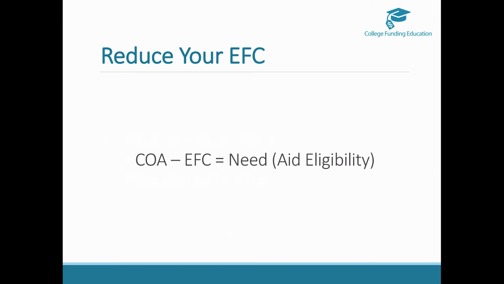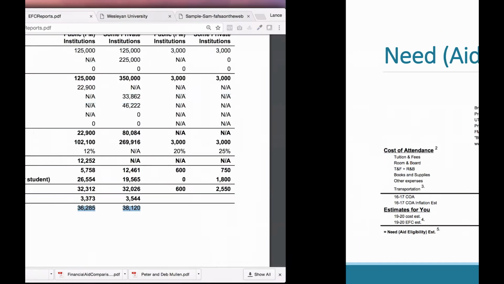Okay, so if we lower our EFC, then that means that we have a larger need or financial aid eligibility from a need standpoint. Now, for those of you who have a really high EFC and you can't lower your EFC, that doesn't mean that you still don't qualify for financial aid. It's just not going to be the need-based financial aid. It'll be merit-based financial aid that we'll talk about in just a little bit. So let's take a look at what I mean by this.